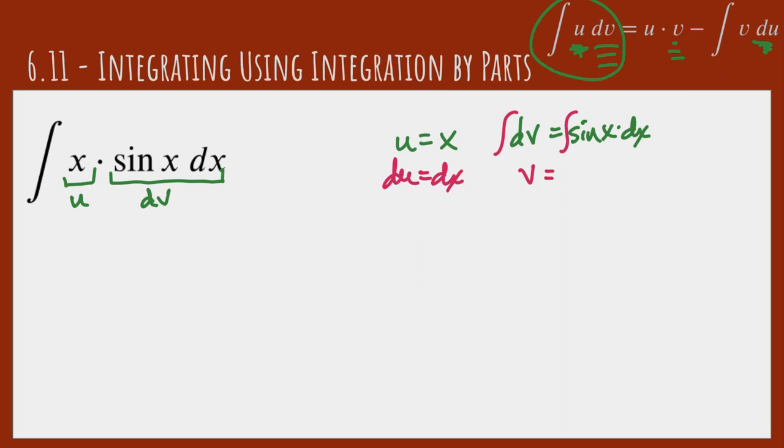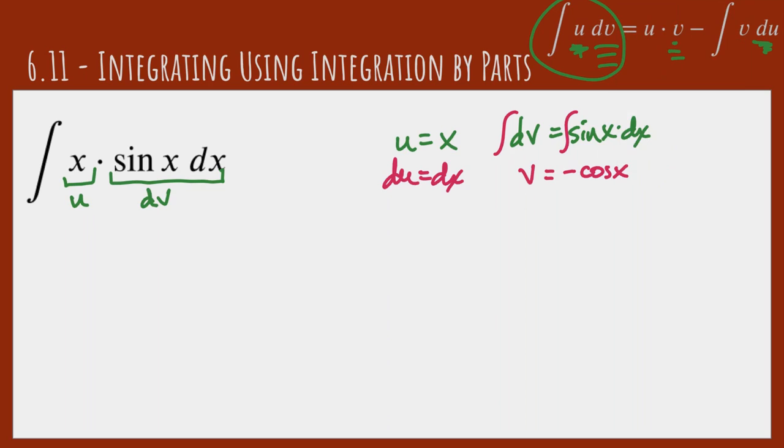So to get sine, we take the derivative of the opposite of cosine of x. And when we take the antiderivative, we can get rid of the dx. And there is a plus c on here. We don't need the plus c at this point, but technically it is there.